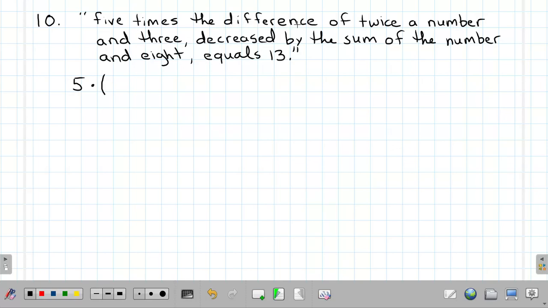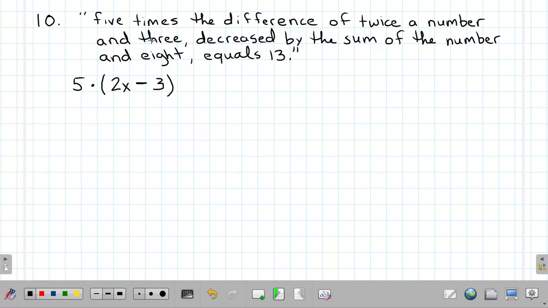Well, here's where we got to think back to the very first stuff you probably ever talked about in algebra, which is expressions and verbal and algebraic expressions. The word difference means subtraction. So we know there's going to be subtraction here. So let's go ahead and write that down. Well, what are we subtracting? Well, we're subtracting twice a number, which means 2 times a number, and 3.